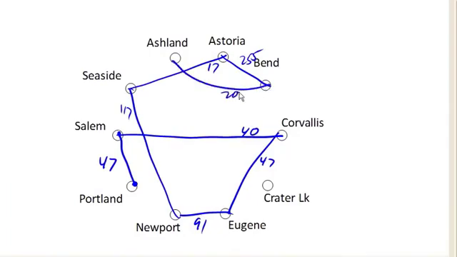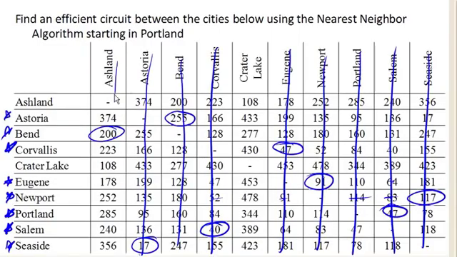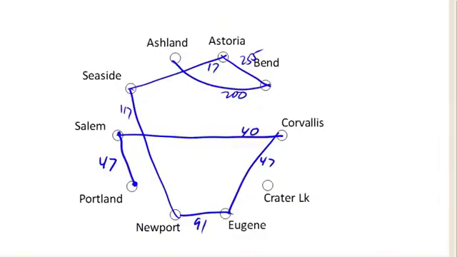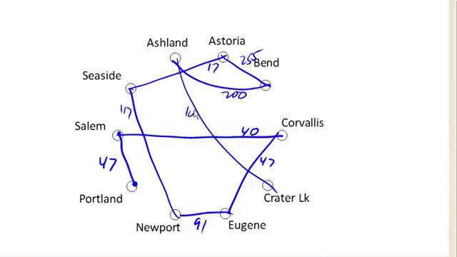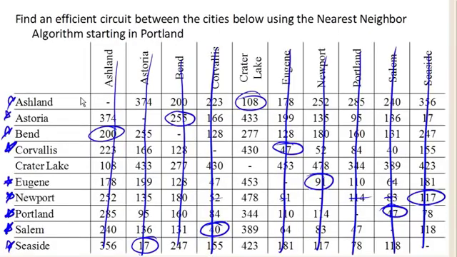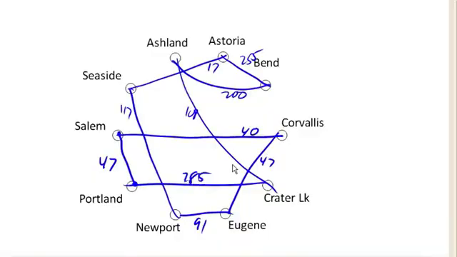And then from Ashland, I don't have a lot of choices here, I'm going to go to Crater Lake. There's Crater Lake. Ashland to Crater Lake is 108 miles away, and then of course I need to return back to Portland. So from Ashland, I'm going to go back to Portland, which was 285. And I could add those all up, and there is my circuit generated by the nearest neighbor algorithm.